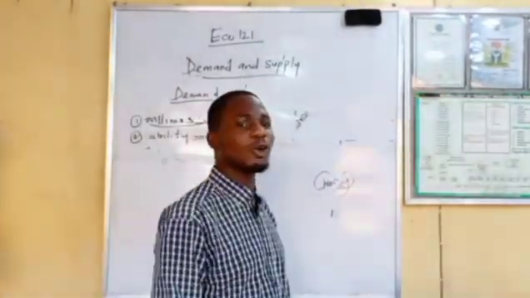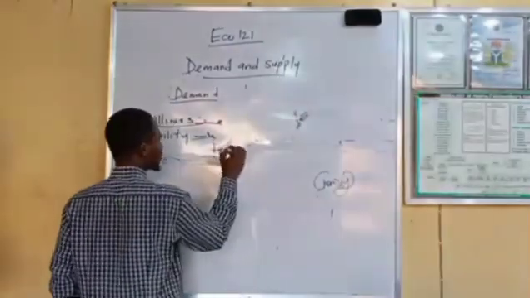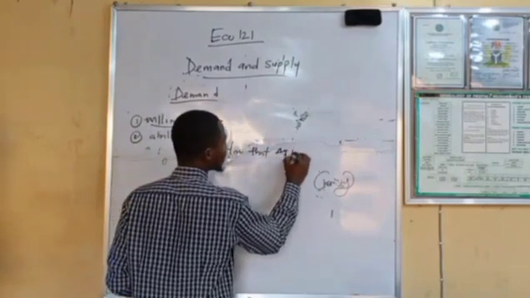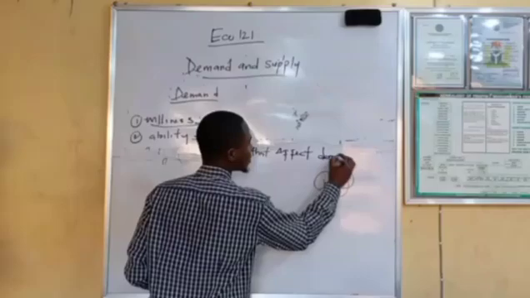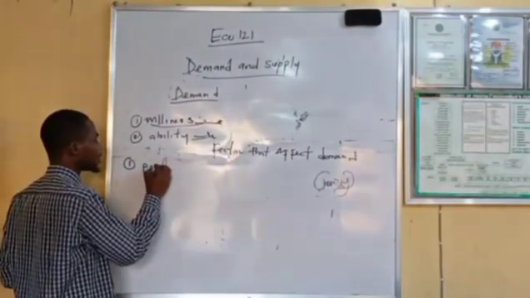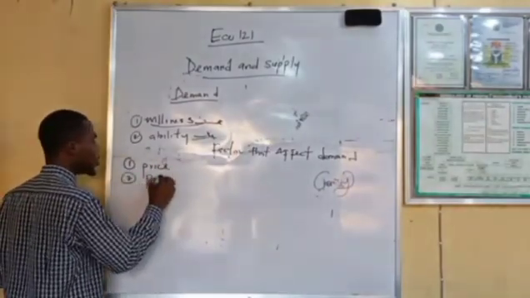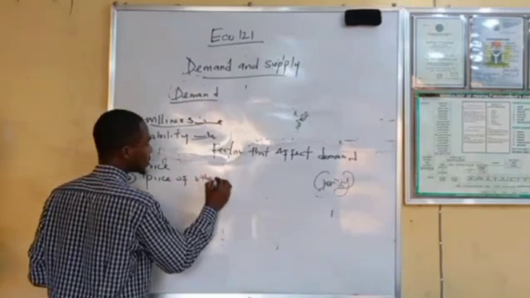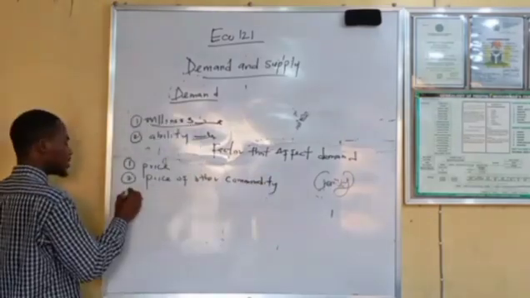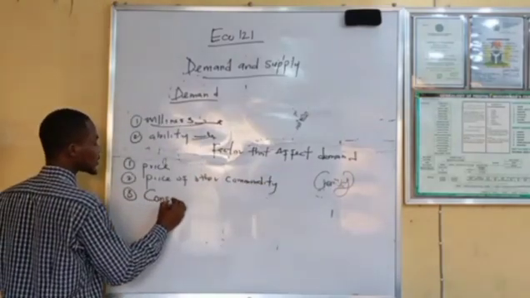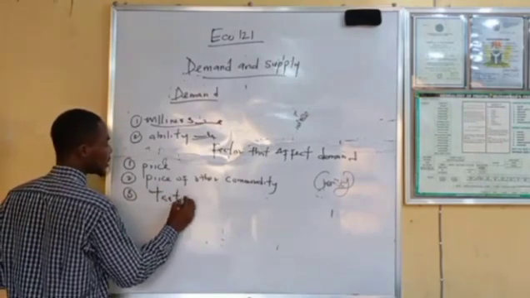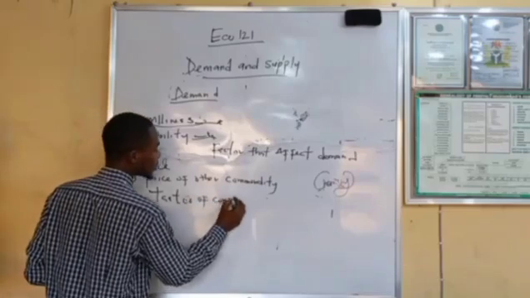Now, from there, what are the factors that affect demand? We have a series of factors that affect demand. The first one is price. We have price of other commodity. We have taste of consumer.